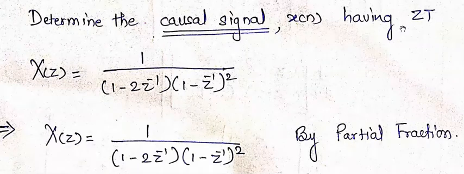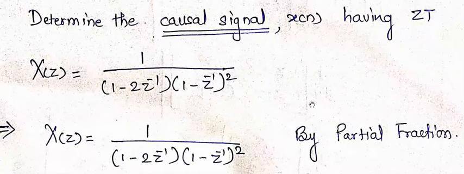This time we are discussing inverse Z transform by using partial fraction method. Let's see the numerical for the same. The problem statement is: determine the causal signal x of n, having Z transform X of z equal to 1 upon 2z inverse into (1 minus z inverse) square.